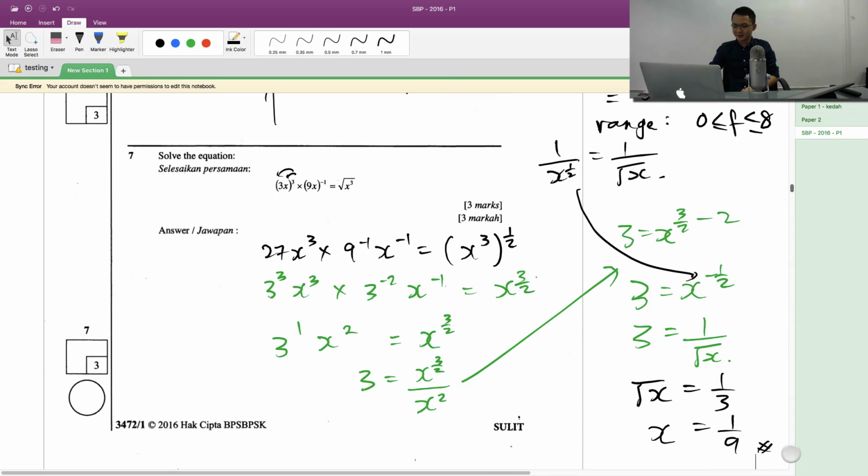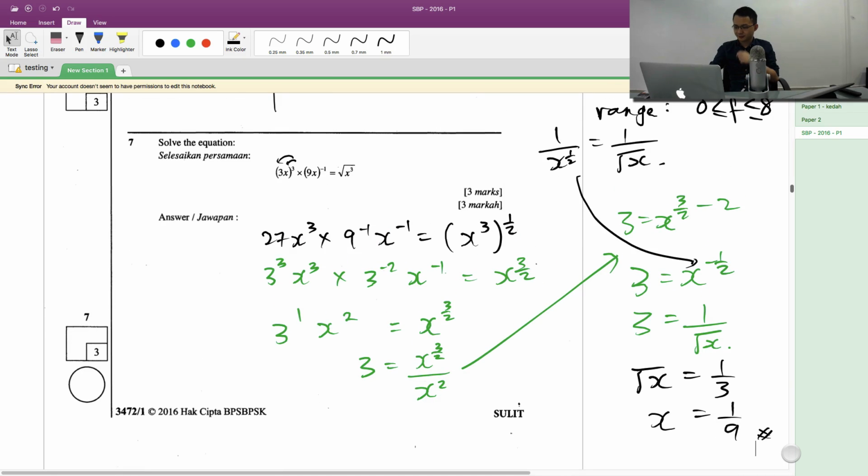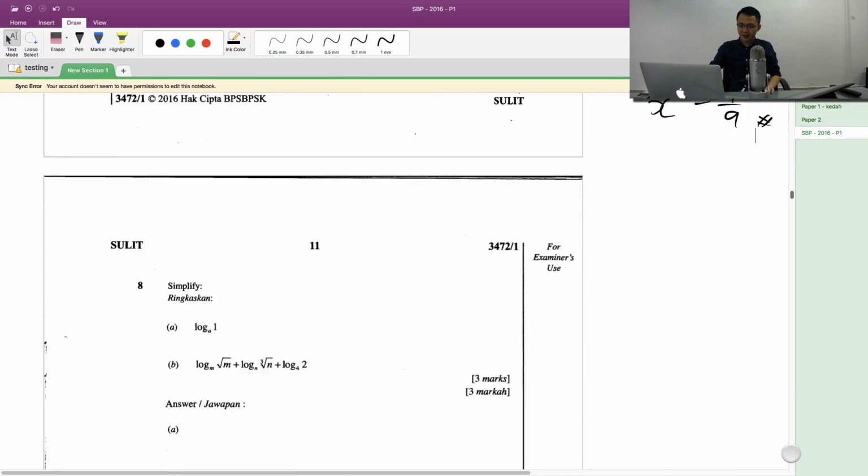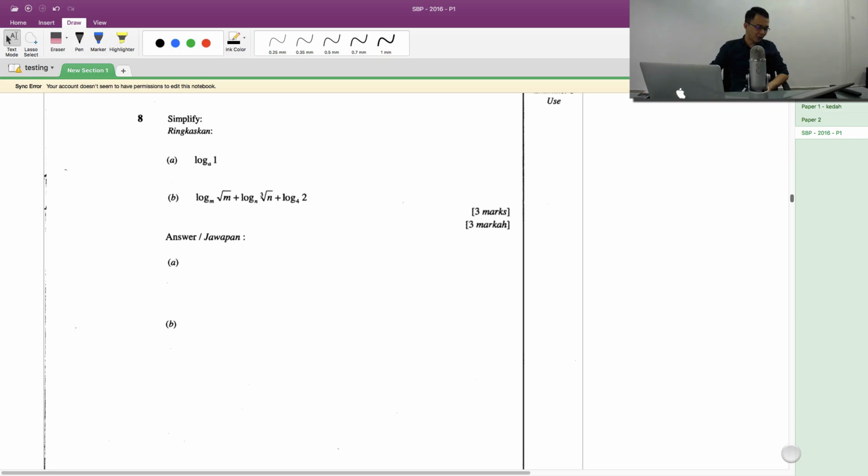Can you understand? Okay, if you can understand, we move on to number 8. Simplify this one. So the first one is, I know 1 I can change to anything I like. So in this case, I will change to a power of 0. So a power of 0, that means the whole thing is just 0. So your log a a is 1, 0, I move in front, 0 multiply 1 is 0.